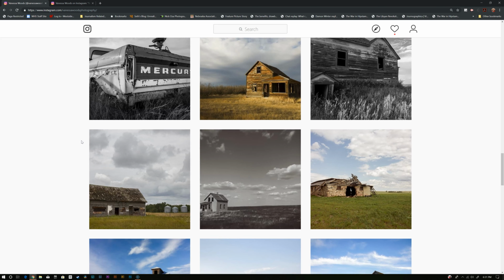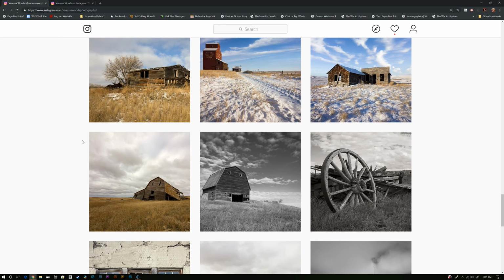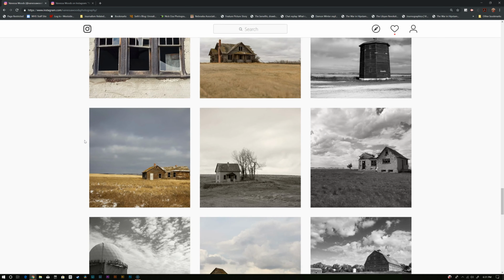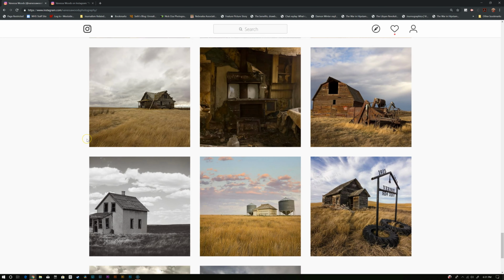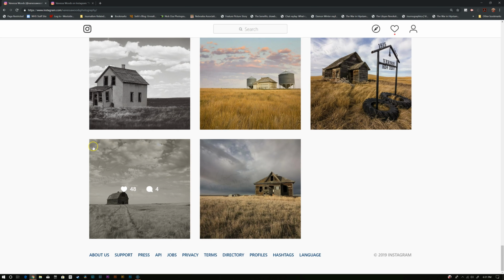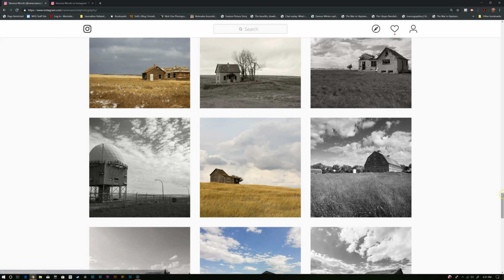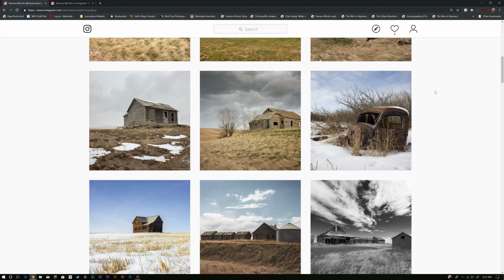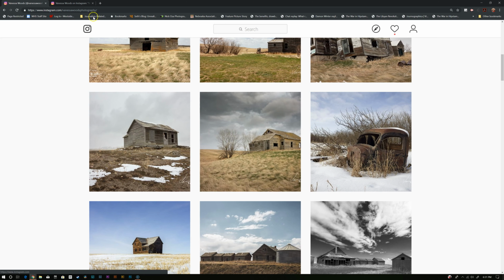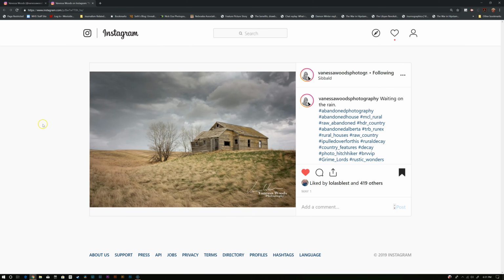Anyone who knows me knows I travel around Nebraska in the Midwest and I find abandoned homes and places and just cool cityscapes and I photograph them, and Vanessa is an account that I really look up to. When I go through her account, one of the photos that I stop and look at a lot is this one right here. And I have it pulled up right over there. This is just a stunning photograph, if you ask me.